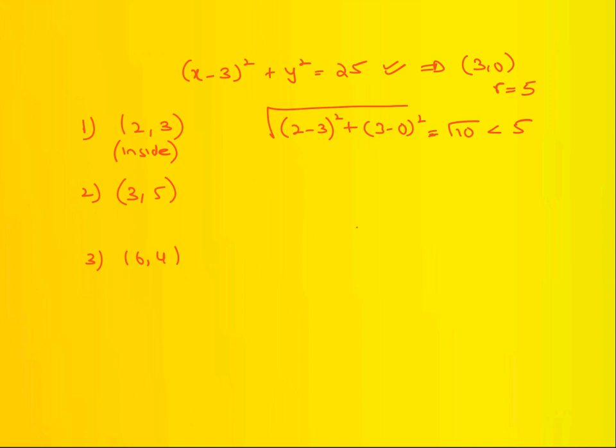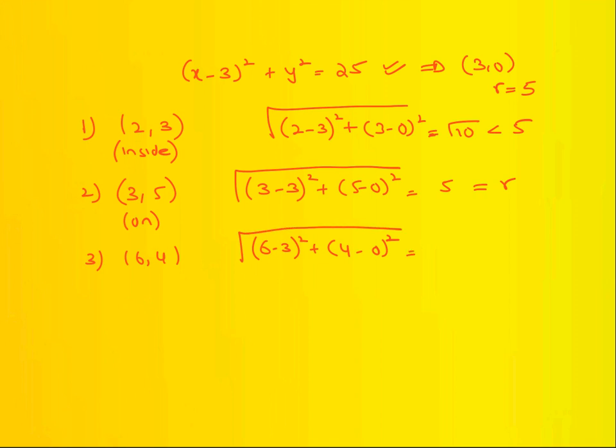If I check for 3, 5, that would be 3 minus 3 whole square plus 5 minus 0 whole square under root. This is 5, which is equal to the radius, hence this is on the circle. Similarly, if I check for 6, 4, that's 6 minus 3 whole square plus 4 minus 0 whole square under root, that's 9 plus 16, root 25, which is again 5. So this is also on the circle.